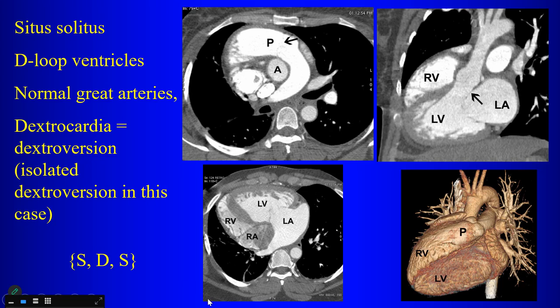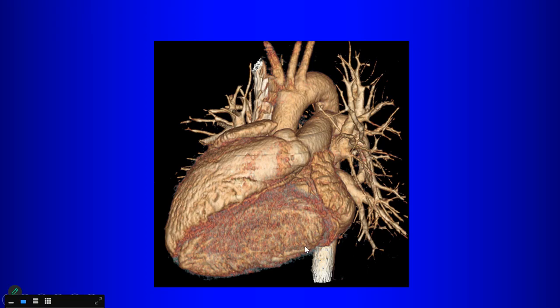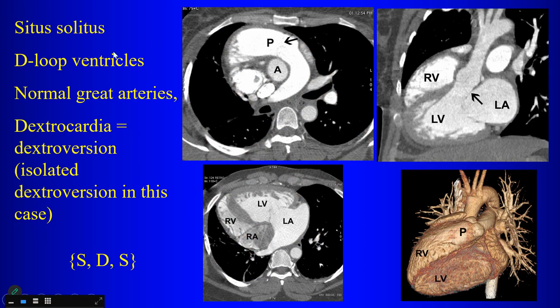So here's our heart, that's what it looks like in 3D. We have situs solitus, D loop ventricles, normal great arteries. We have dextrocardia with situs solitus, so we have dextroversion. In this particular patient, there were no other congenital anomalies. This was the only congenital anomaly that this patient had.